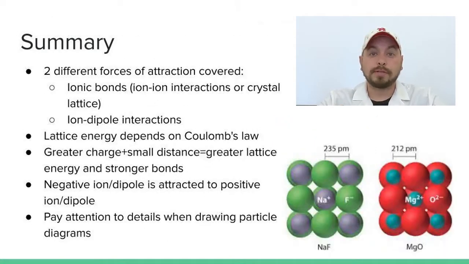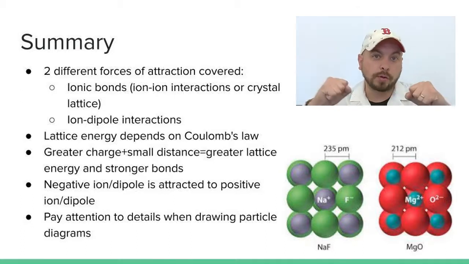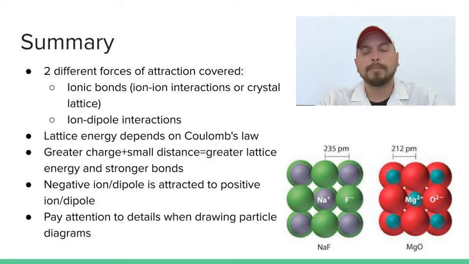So that wraps up today's video. Let's do a quick recap. Today we talked about how ion-ion interactions are also known as the crystal lattice in their solid form, and we talked about lattice energy varying based off of Coulomb's law. Remember, the greater the charge of the ions involved and the lesser the size of the ions involved, the greater the lattice energy will be. That means it's going to be harder to tear apart that ionic compound. It means greater melting point.